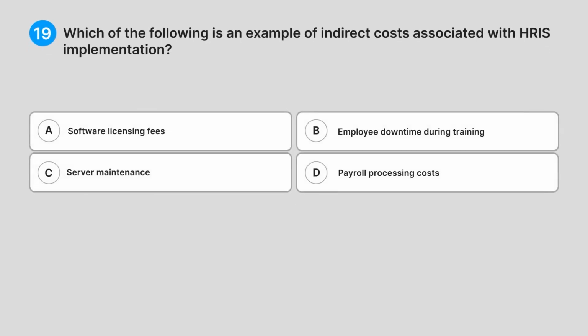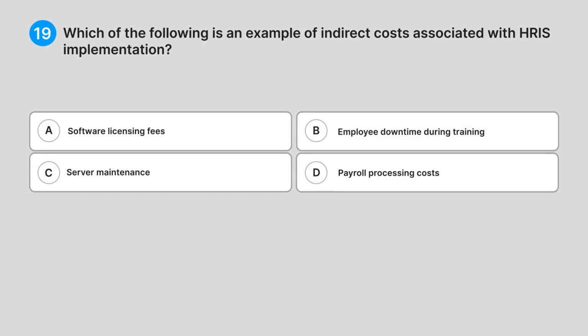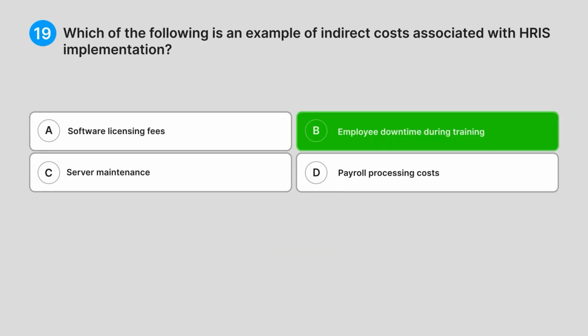19. Which of the following is an example of indirect costs associated with HRS implementation? A. Software licensing fees. B. Employee downtime during training. C. Server maintenance. D. Payroll processing costs. Can you guess the answer? Correct answer, B. Employee downtime during training.